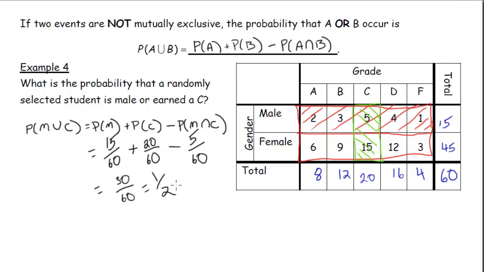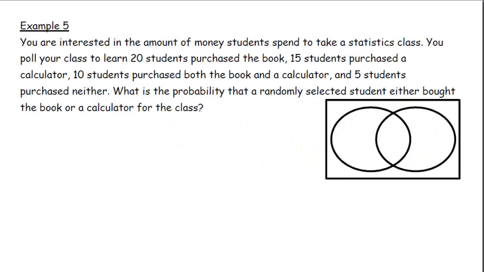Another way that you might do this problem is to look at your contingency table and just add up every cell where I'm either a male or earn a C, and just make sure not to count these males who earn a C twice. So in example 5, you're interested in the amount of money students spend to take a statistics class. So you poll your class and learn that 20 students purchased the textbook, 15 students purchased a calculator, 10 students purchased both a book and a calculator, and 5 students did not purchase either.